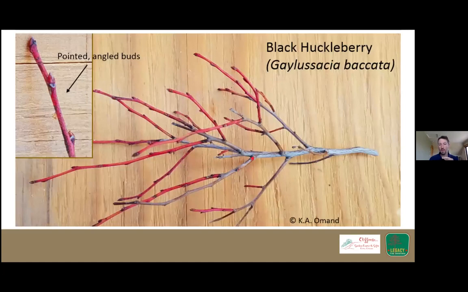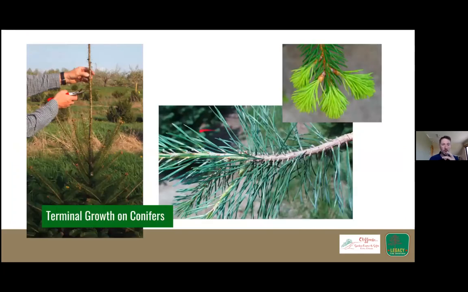This is a real life example of terminal growth increments. This is a black huckleberry. It's never this obvious, but I saw this and I thought this is a great example. So all of this bright red growth is the most recent year's growth. So this one's growing maybe 8-10 inches a year. It's doing just fine. Now on conifers, you can tell this too.